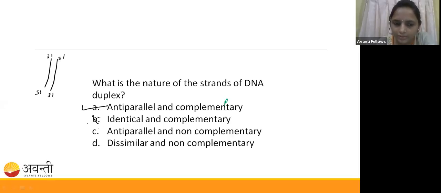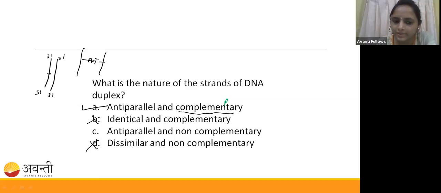Then we know that the strands are complementary. Wherever in one strand we see adenine, it is going to pair up with thymine in the other strand. So that is called complementary. So option A is correct.